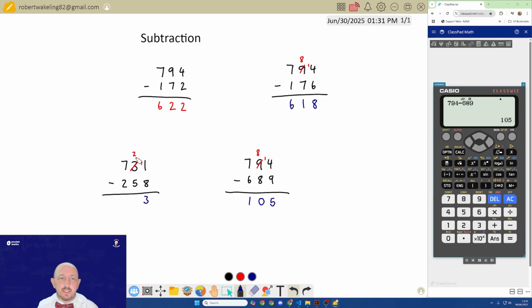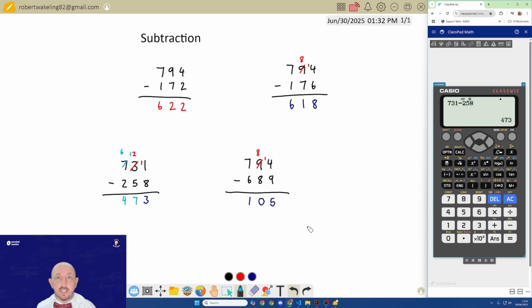And now when we go to the next one, 2 take away 5, we can't do that. So we're going to have to borrow again. 7 will be reduced to 6, and the 1 goes to the 2, not the 3, because that's now been reduced. So that's a 12 take away 5 is 7, and 6 take away 2 is 4. So 731 minus 258. Okay.